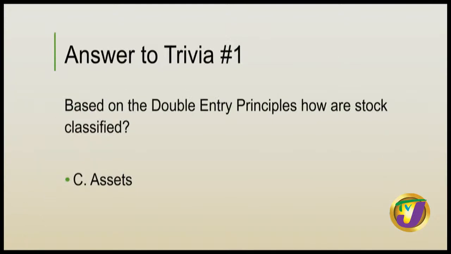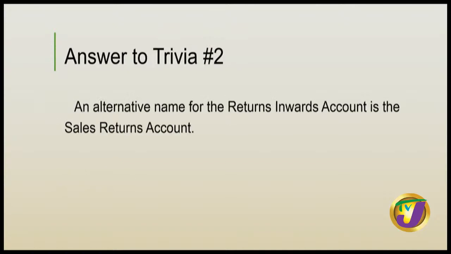And you can do the credit entry to show how it would look in Love's account. All right? Now, answer to trivia number 1. Based on the double entry principles, how is stock classified? Very good. Stock is classified as an asset. Wonderful. And our answer to trivia number 2, an alternative name for the returns inwards account is the sales returns account.